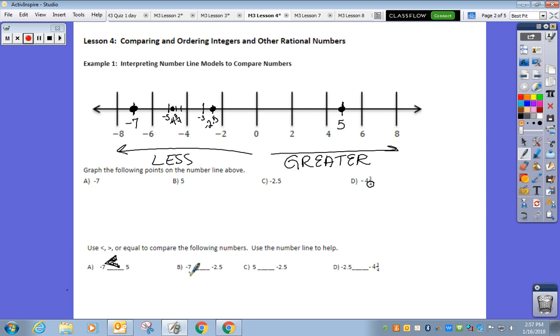Looking at the next one, it's not as easy as the first one because it's not a negative and a positive.